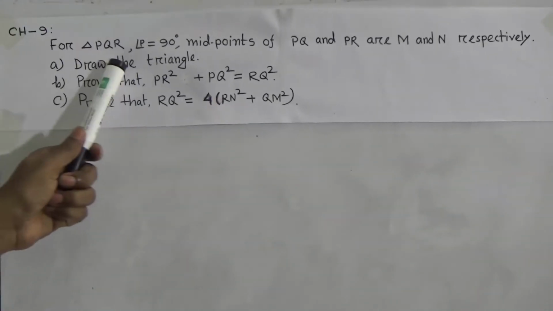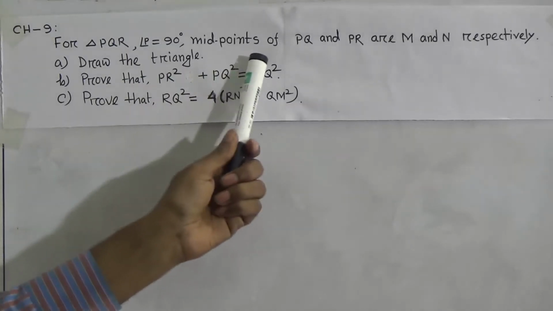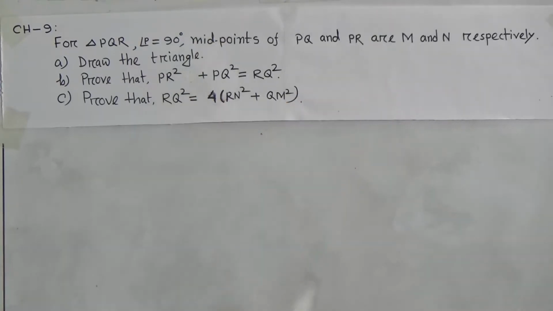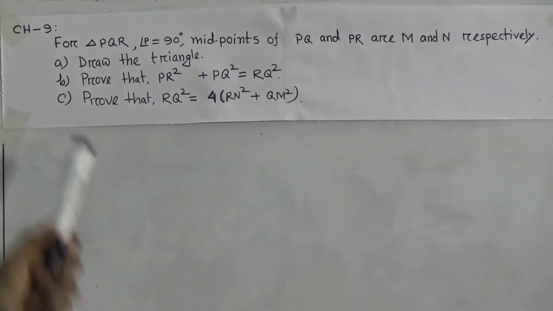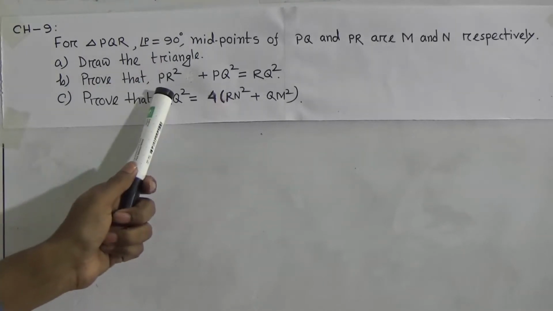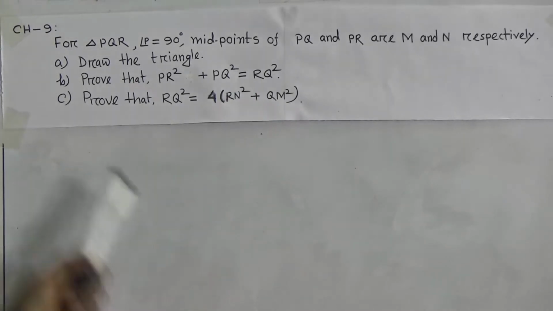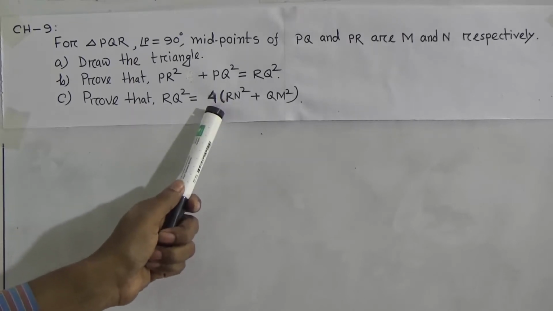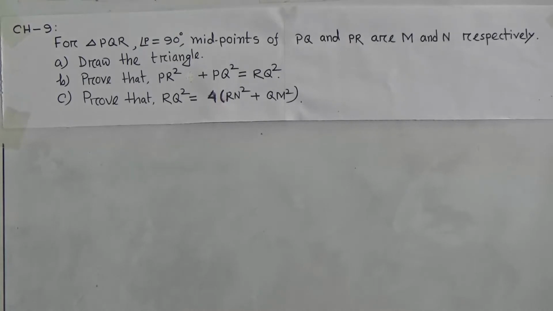For triangle PQR, P equal to 90 degree, midpoints of PQ and PR are M and N respectively. A number, draw the triangle. B number, prove that PR square plus PQ square equal to RQ square. C number, prove that RQ square equal to 4 times RN square plus QM square.